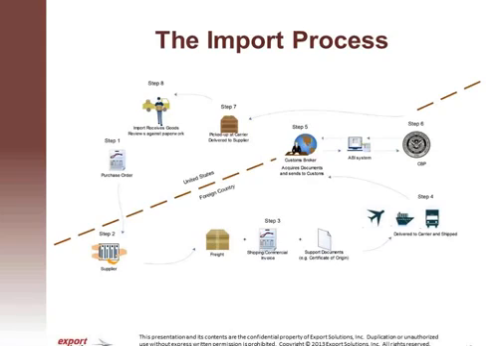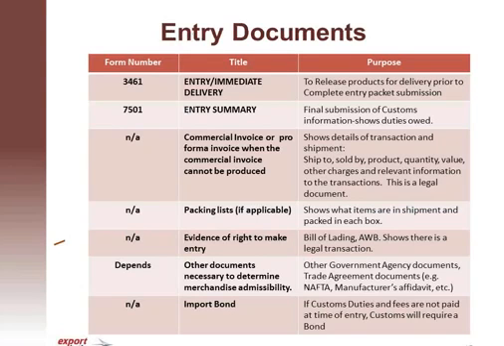So what are the entry documents? I'll show you a couple of forms here. The 3461 is the entry or the immediate delivery. This is the way most shipments are done so that you can get your products the minute that they come into the dock or come into the port of entry. This is an immediate release of products for delivery to the end destination, and then you have a certain time period before you can do the complete entry summary, which is 7501.